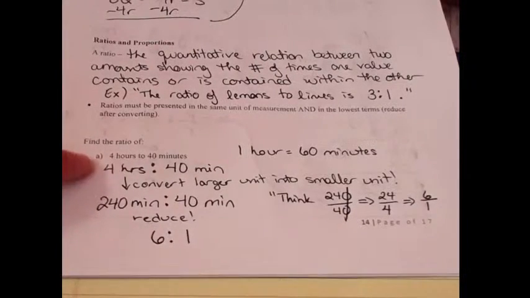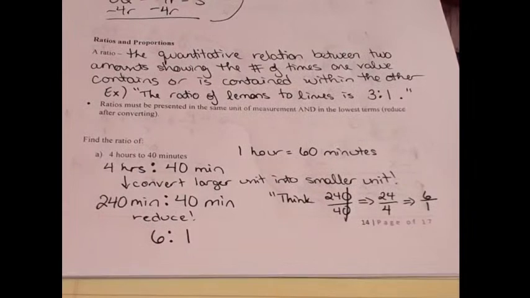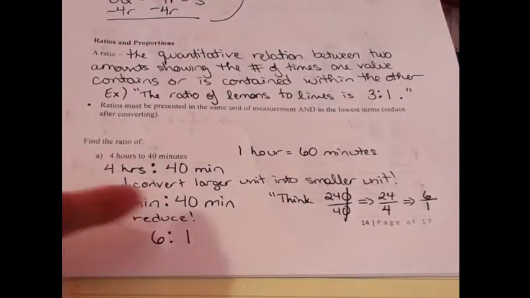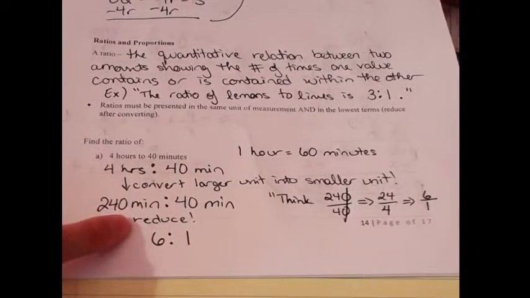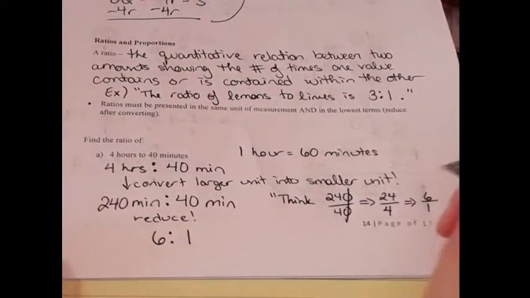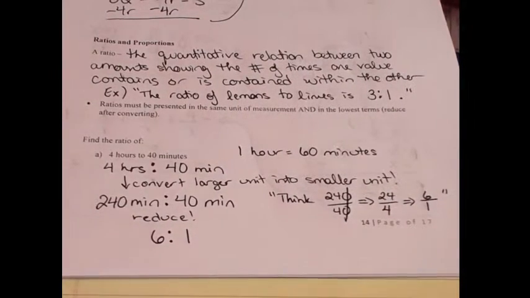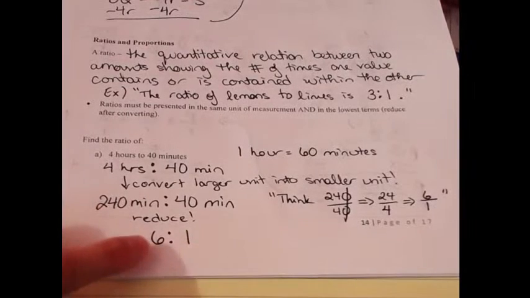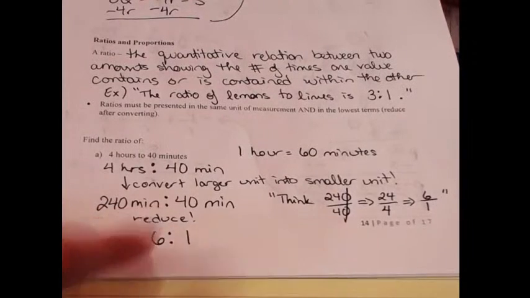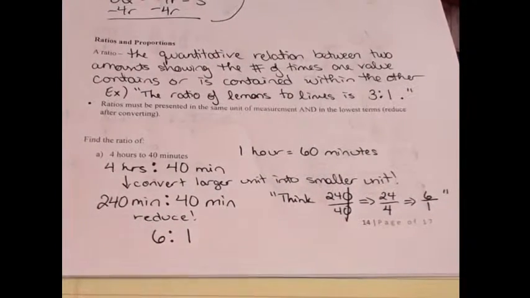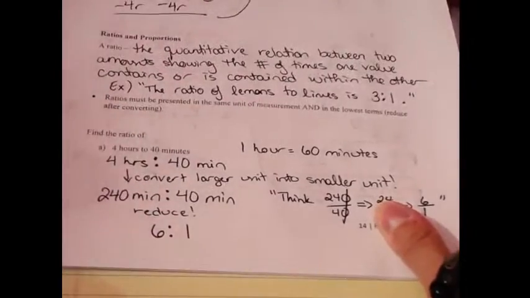All right, we start off by rewriting using colon. We then convert the larger unit into the smaller unit. That's going to make life easier. And then once we have both of the units the same, we say, okay, let's reduce. In this case, we were able to reduce. I essentially wanted to walk you through this concept of thinking of it like a fraction. You could reduce a fraction all the way to lowest terms, and then we simply write our reduced ratio. So the ratio of 4 hours to 40 minutes is simply 6:1. Let's try that again to make sure that we're all on the same page.